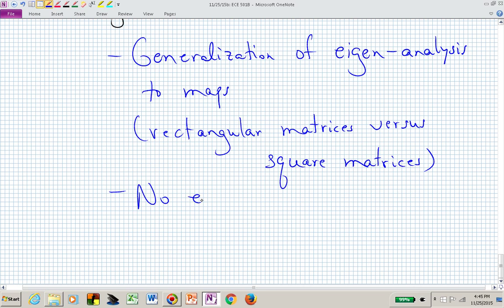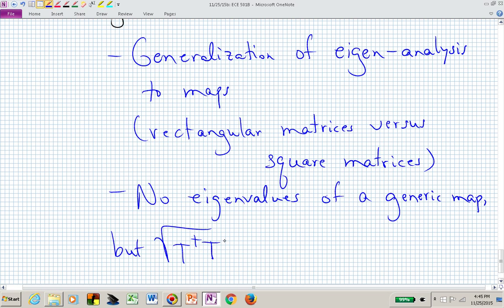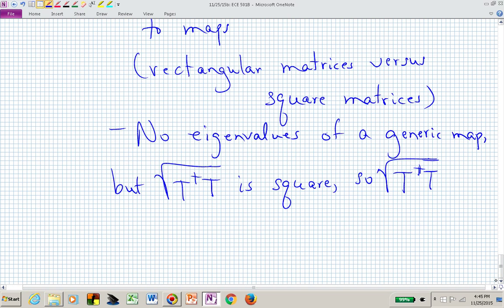And you probably are already saying, well, we don't have eigenvalues for a rectangular matrix, and that's true. We have no eigenvalues of a generic map. But this positive square root of T dagger T is, in fact, square. And because of that, this positive square root of T dagger T does have eigenvalues.